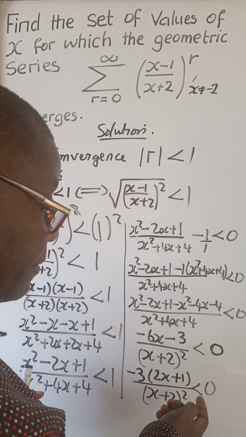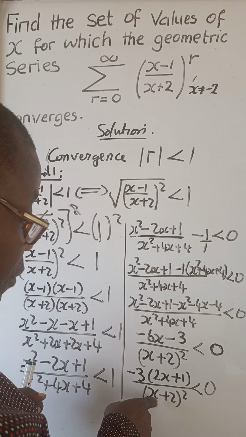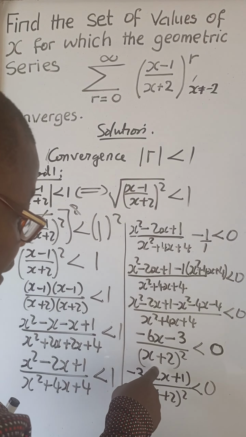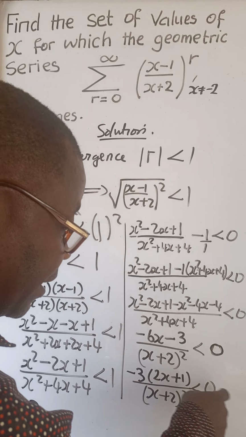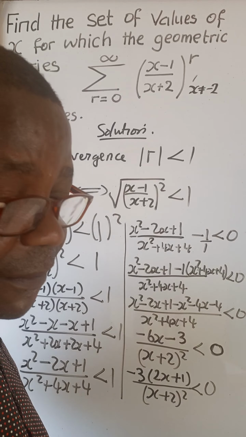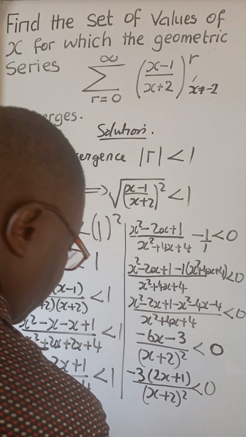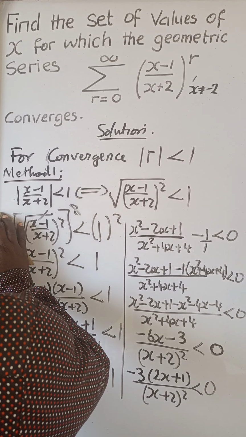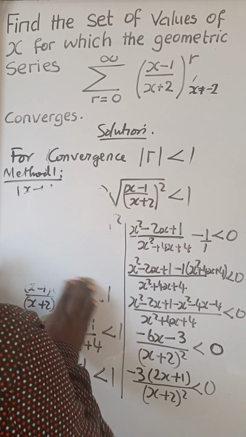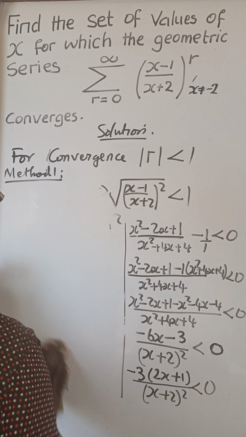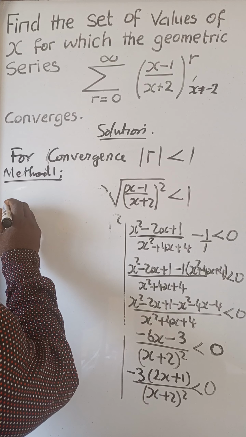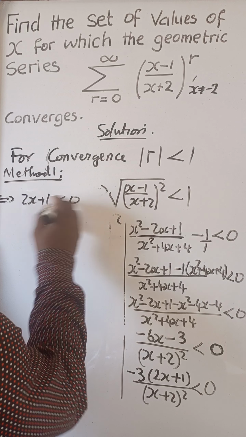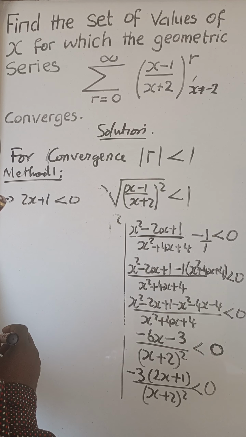So for us to have a negative result, since we already have negative here and all the rest positive, this expression here must be positive for us to always have a negative result. Remember, less than 0 means negative. So for that to happen, we must have 2x plus 1 to be negative. Sorry, must be positive.